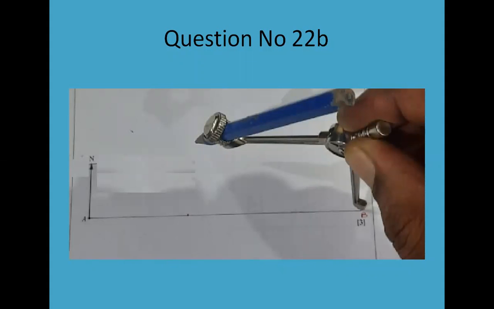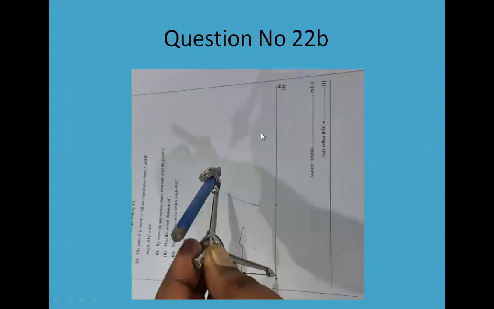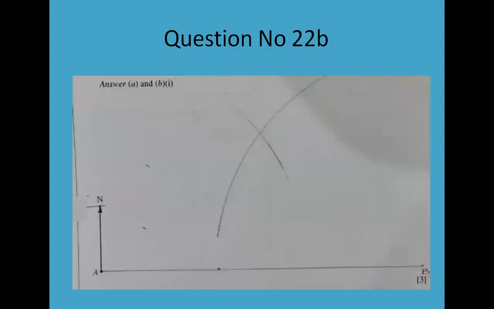So if the point is equidistant from A and B, you have to draw the perpendicular bisector. So I put the pin of the compass on B, open it more than half of AB. I will draw an arc here. And then I will put the needle of the compass on the point A, and I will draw an arc, as you can see from the diagram. So this is how you get those arcs. Put a dot here, put a dot here, okay?